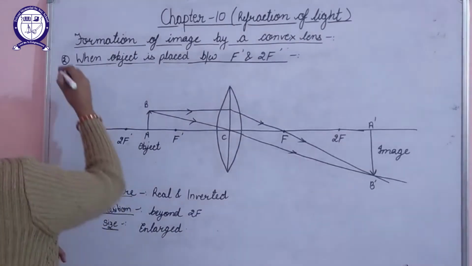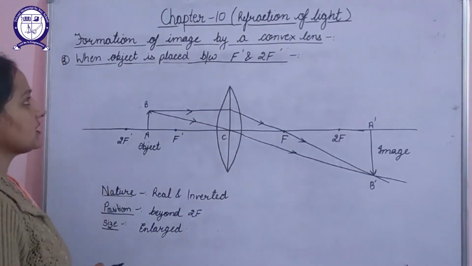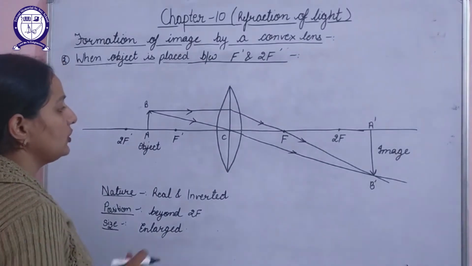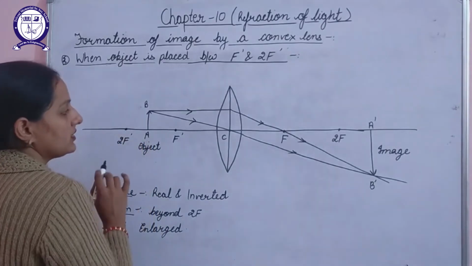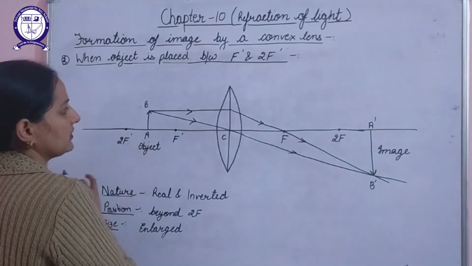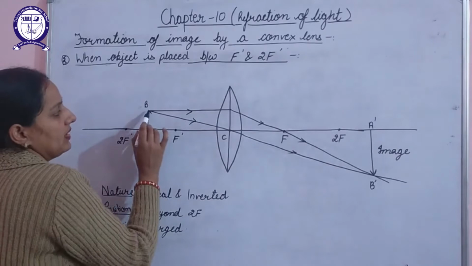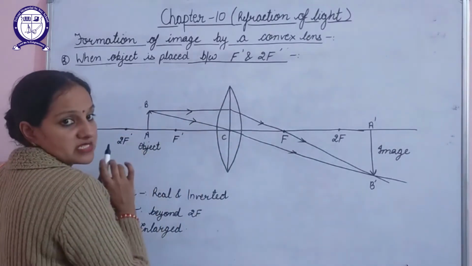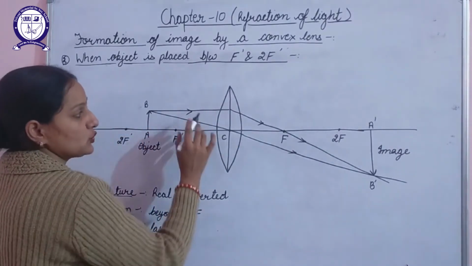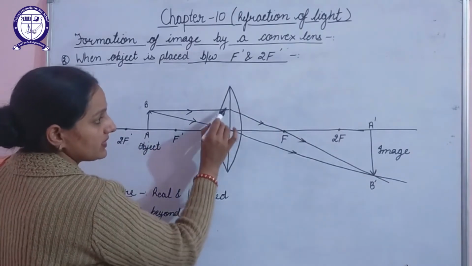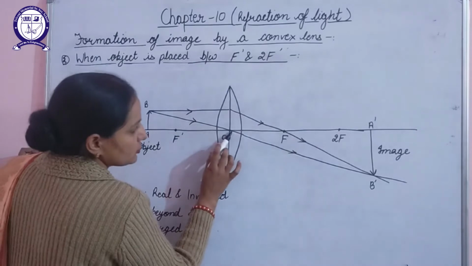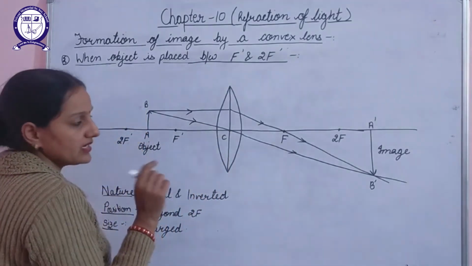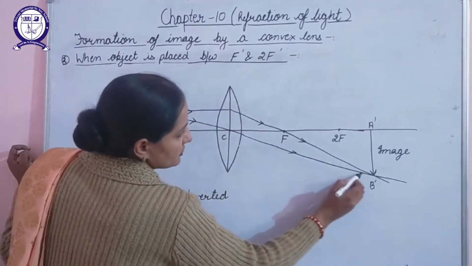Next case, that is third case, when object is placed between f dash and 2f dash. That means if we place the object between f and double the distance of f, that is 2f. So how to draw the ray diagram? One ray of light will be parallel to principal axis. According to first rule, a ray of light parallel to principal axis will pass through focus. Second ray of light is passing through optical center, so it will not get deflected, so it will move straight.